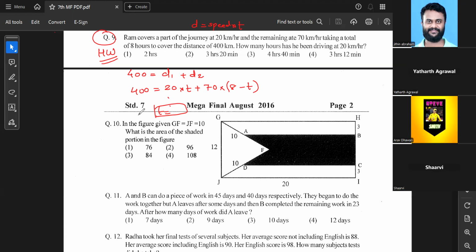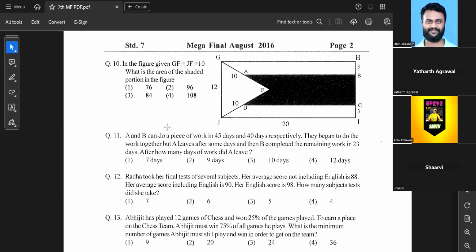Sir, I didn't understand. Sir, I subtracted the area of the triangle from the rectangle, and then I don't understand how you remove that GAHB and JDCI. Don't worry, we'll do it. So, going to the next one, that is the 10th one.